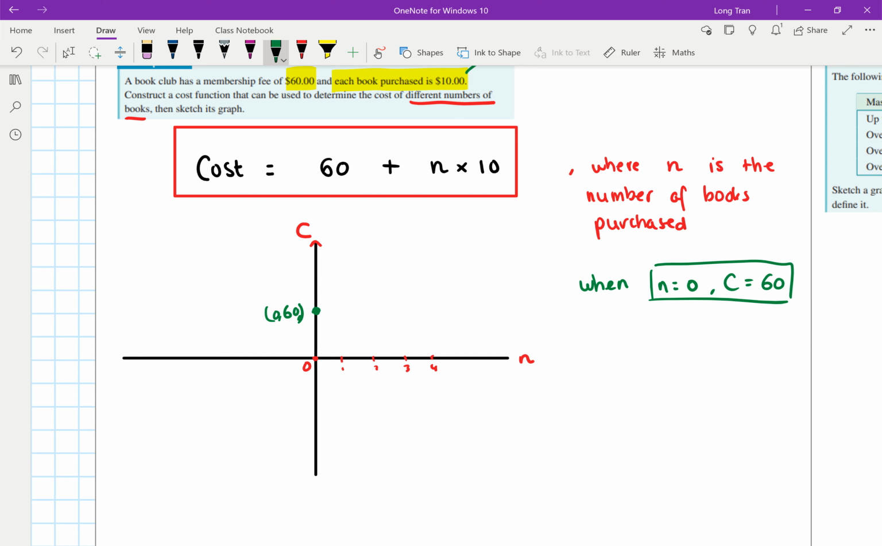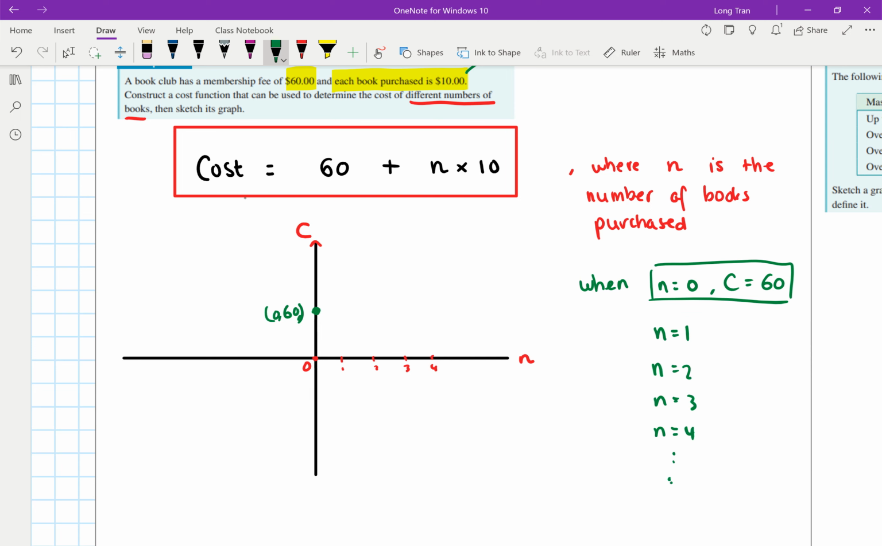Now notice, don't do a line that connects everything together. And the reason why is because you know you can't have 0.5 of a book. You know you can't have 1.3 of a book. So it's in integers. The n values are in integers, so you should be only drawing dot points. So when n equals 1, n equals 2, n equals 3, n equals 4, and it goes on, right?